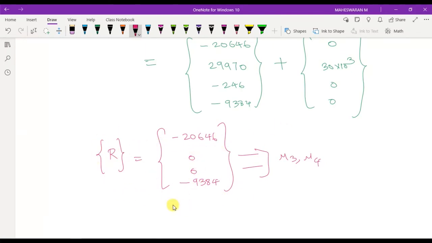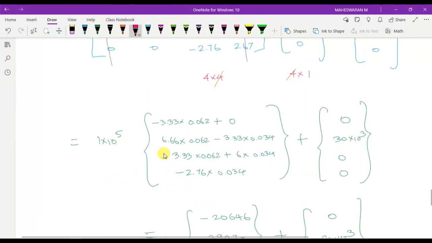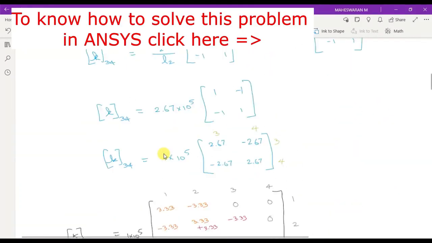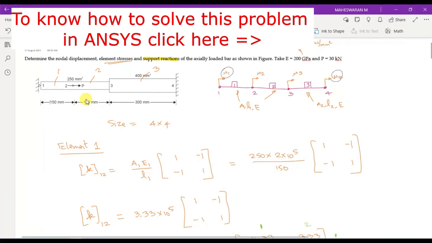So this is your reaction for this particular problem. This completes our entire problem. We started with identifying our deflection, then our stress, and then we also identified the support reaction. Thank you.